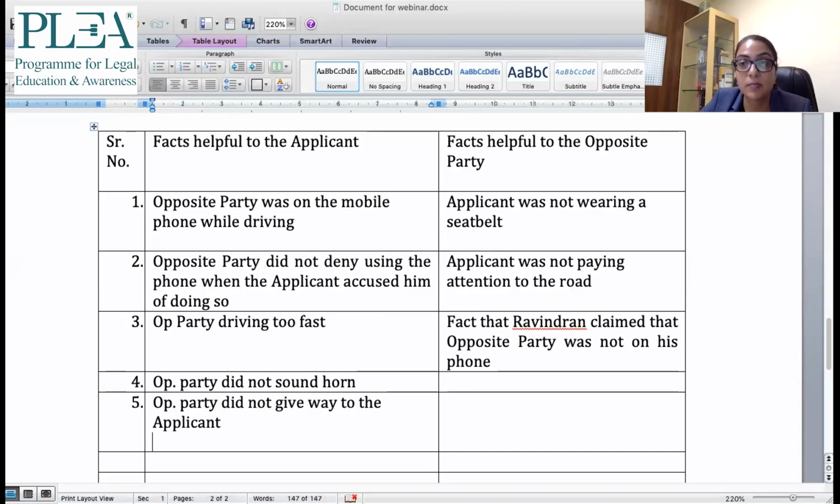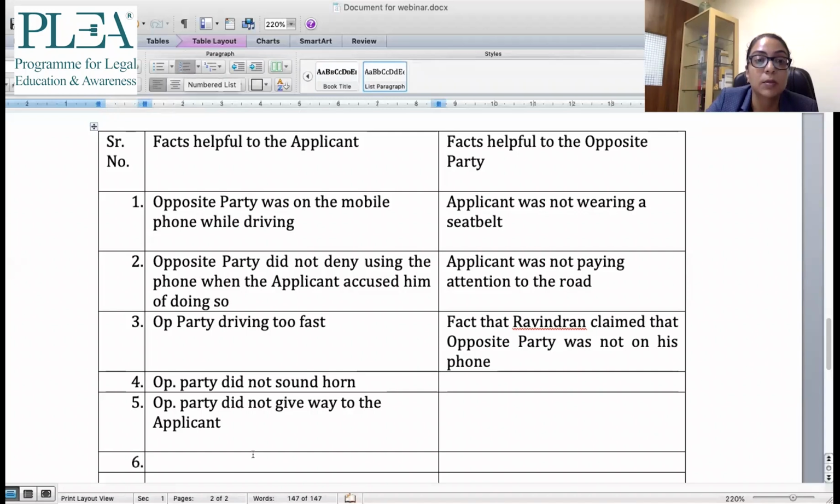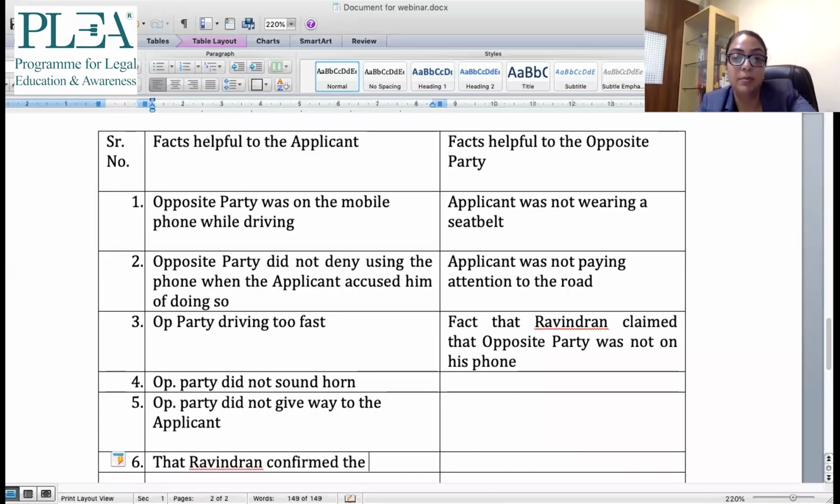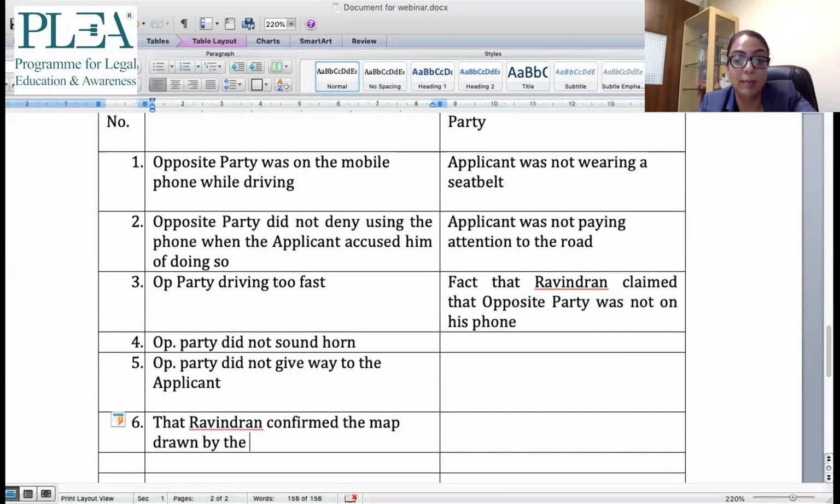The possibility that Ravindran affirmed the map drawn out by the applicant, which shows that the respondent, even though he was going towards the exit, was not really moving towards it. For the exit, he ought to have taken a right, but he went straight and stopped. So essentially, he may not have been paying attention to the road or the road signs in the parking lot to move towards the exit. Okay, that Ravindran confirmed the map drawn by the applicant.